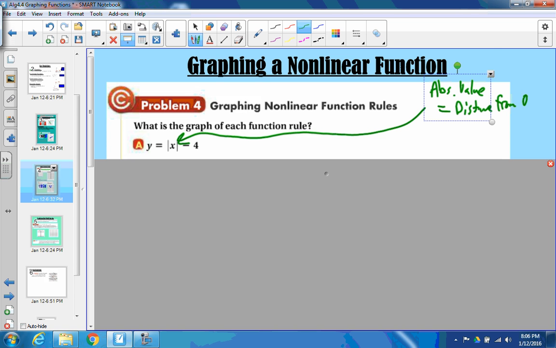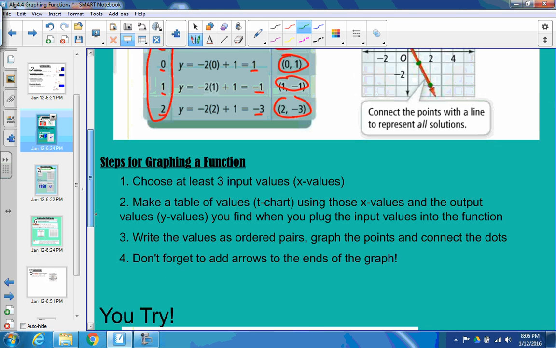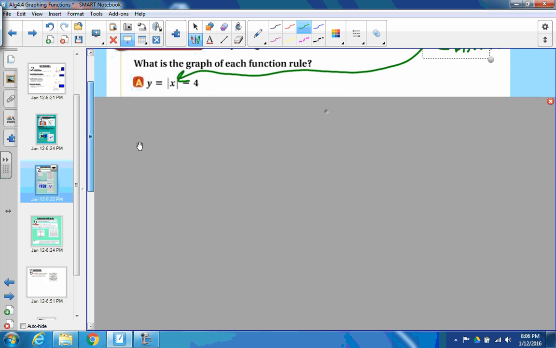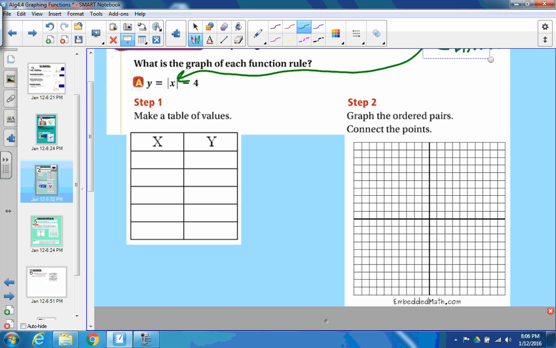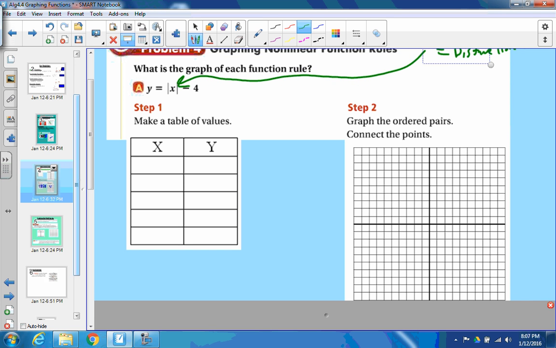All right. If you remember the steps from before, we're going to do the exact same steps, because these are the steps for graphing any function, linear or nonlinear. So we're going to use those steps. First step is to pick 3 or 4 x values. What I'm going to pick is negative 2, negative 1, 0, 1, and 2. And we're going to plug them in for our functions.